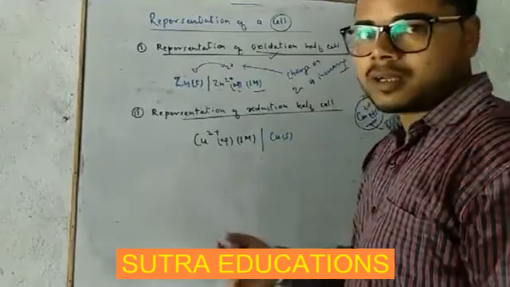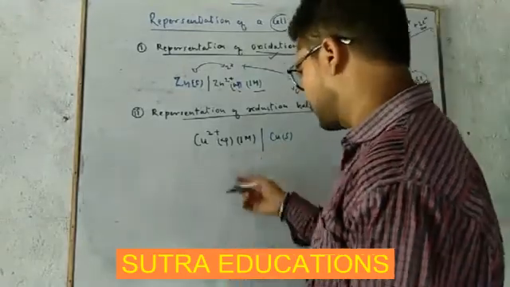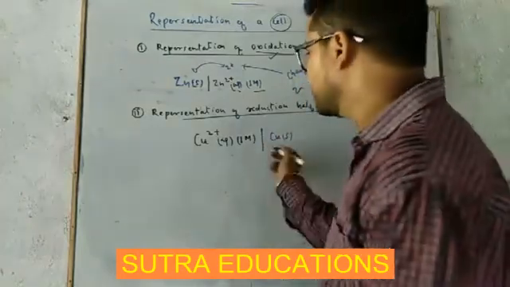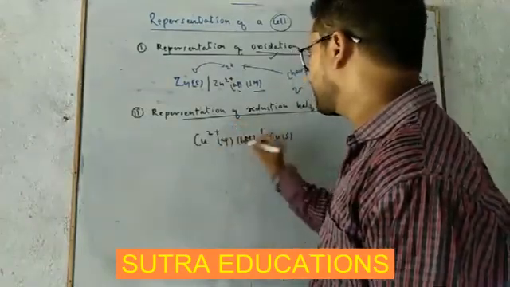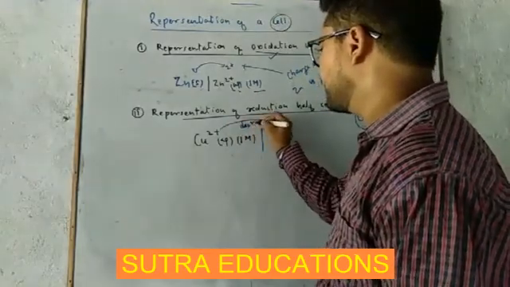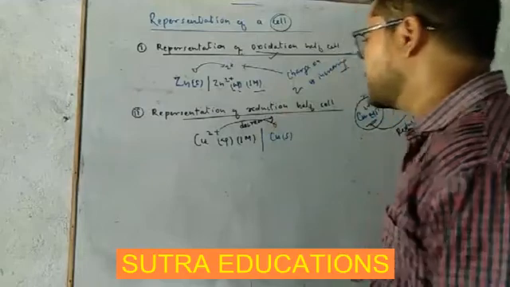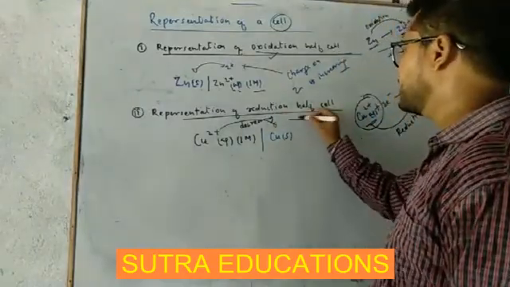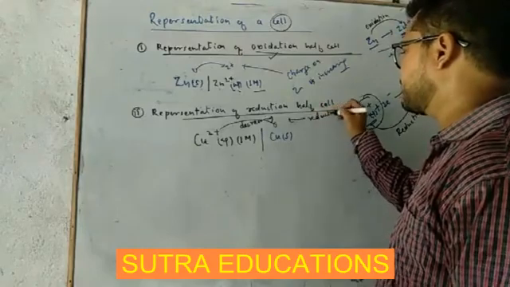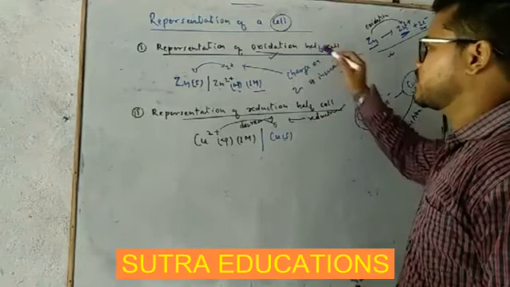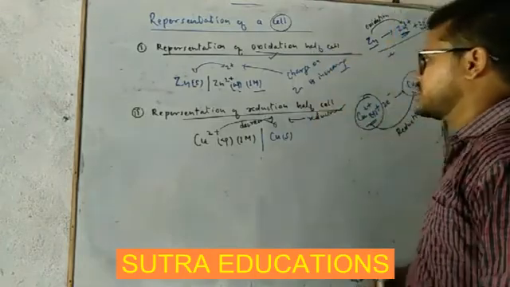One way I told you to recognize whether it is oxidation or reduction: see the charge. Here charge is +2, here charge is 0. So from +2 to 0 it is decreasing. Charge is decreasing, so if charge is decreasing, then it is reduction. Getting this? Now this is the representation of the oxidation half cell, and this is the representation of the reduction half cell.